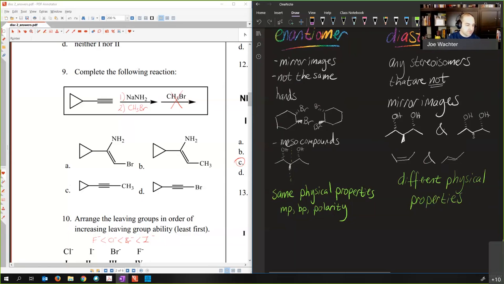All right, page 5. Four. A. So you mean the one about separating the products of the reaction. Yeah. Okay.